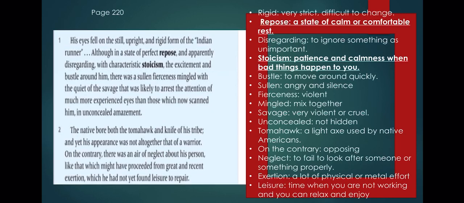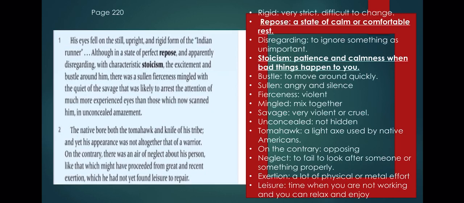There was a sullen fierceness, which means sullen, angry and silent, fierce, which is violent. Okay, mingled, mixed together with the quiet of the savage, which is very violent or cruel, that was likely to arrest the attention of much more experienced eyes than those which now scanned him in unconcealed and not hidden amazement.